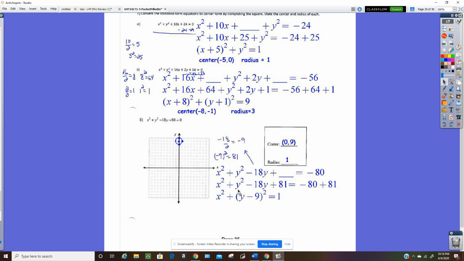And then just bring down this x squared and look at these three terms here. Square root of y squared is y. Square root of 81 is 9. This is minus, squared, and you get 1.